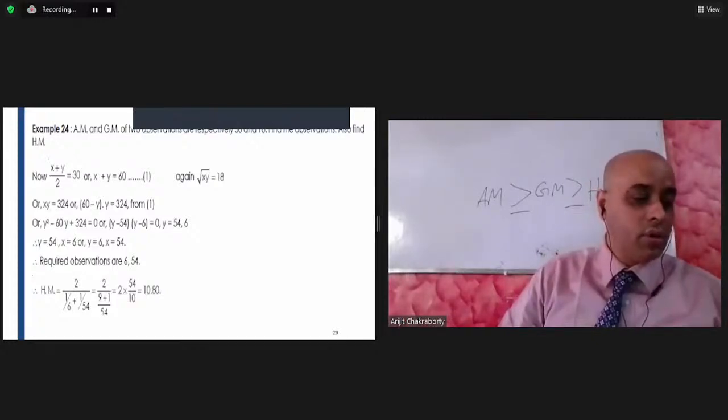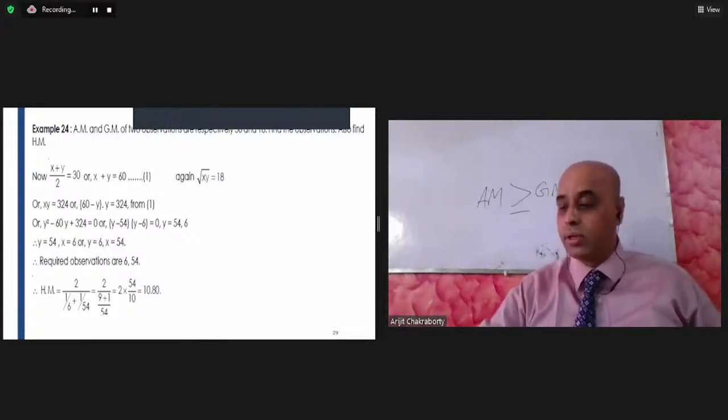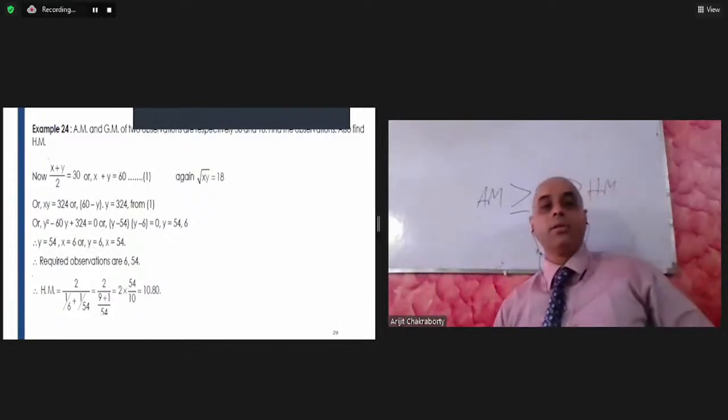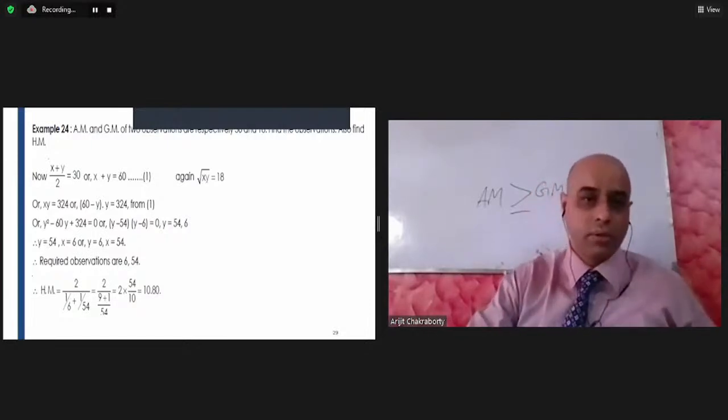Can AM, GM, HM all be equal also? Yes, Abdul, AM, GM and HM can be equal. In certain cases, if all the observations are the same, for example, then AM will be equal to GM, which is also going to be equal to HM.